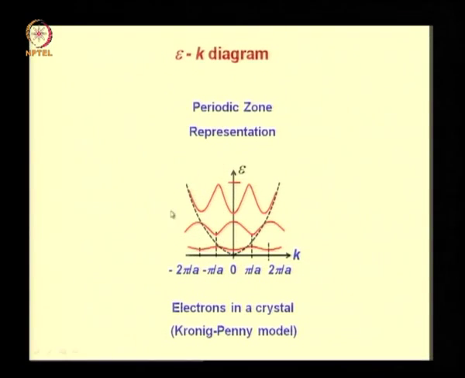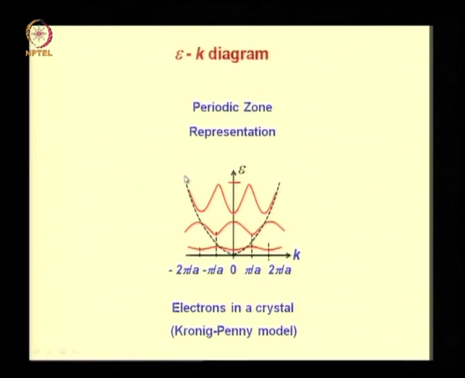Now the way we have shown the E-k diagram so far, it is called the periodic zone representation. Let us look at these various features once again. So here the periodicity is equal to 2 pi by a. So you have marked here 0, pi by a, 2 pi by a and so on. Now this is the kind of E-k variation which results from the Kronig-Penney model, which assumes a periodic rectangular potential distribution.